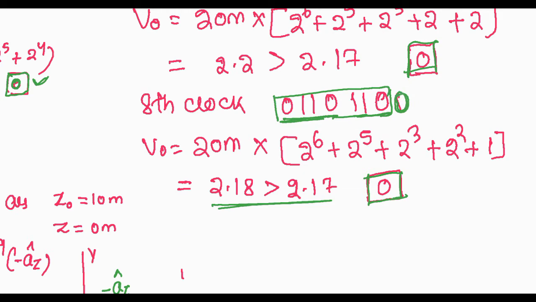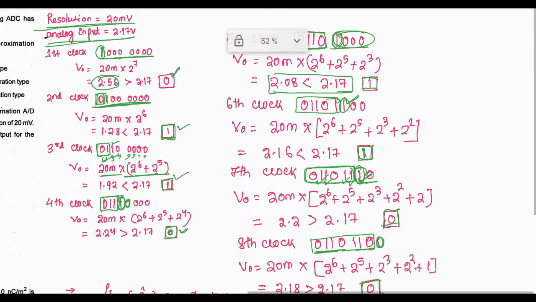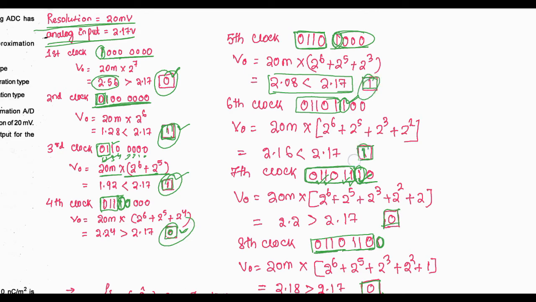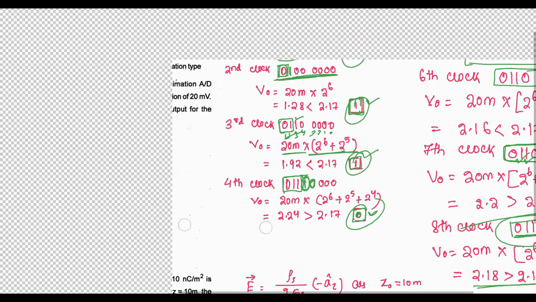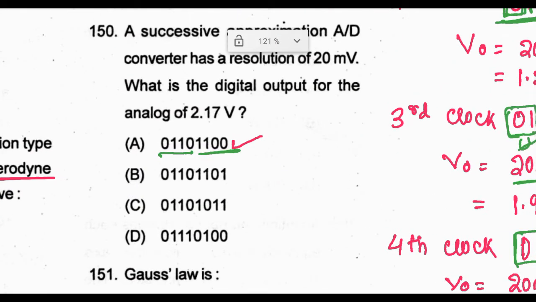So what are the answers? Answers are all the combinations: 0 1 1 0 1 1 0 0. So the answer is this one, 0 1 1 0 1 1 0 0. We need to perform all these steps to find out which is the correct answer, because look at this one, all 4 bits in the case of all 3 signals are the same.